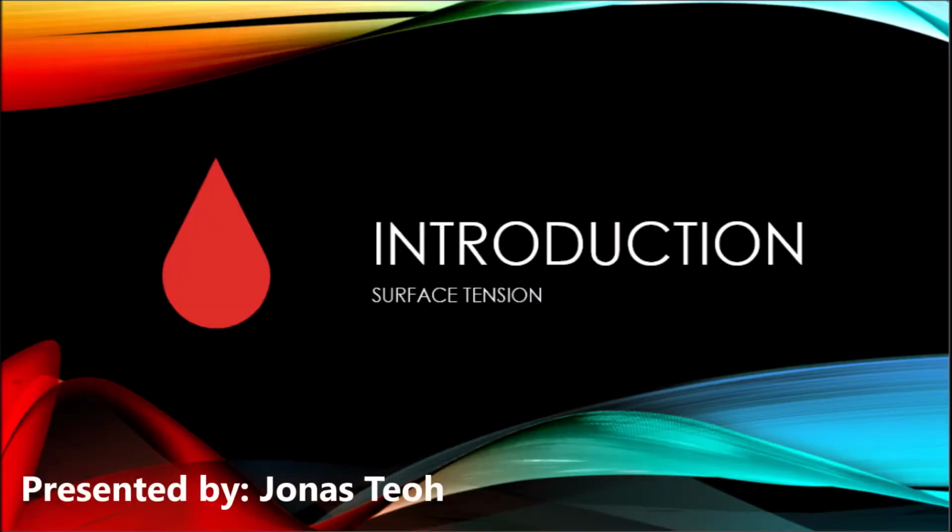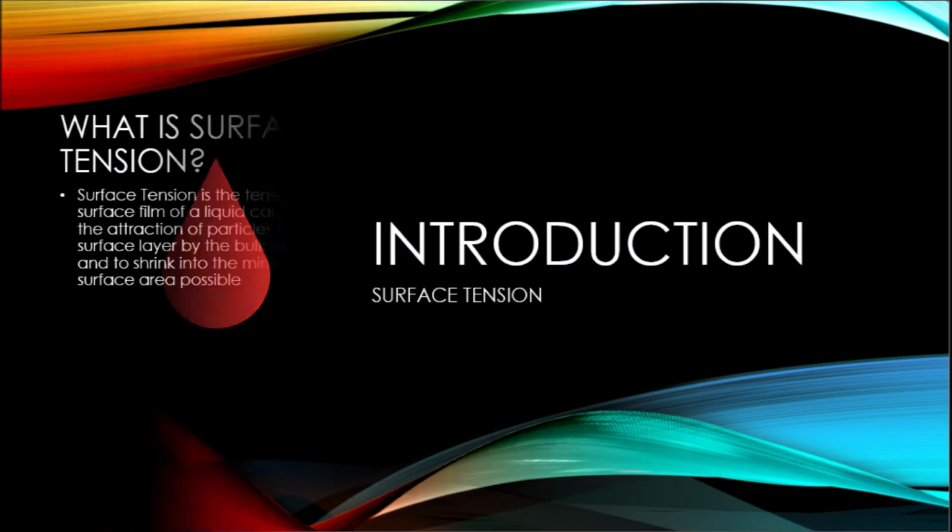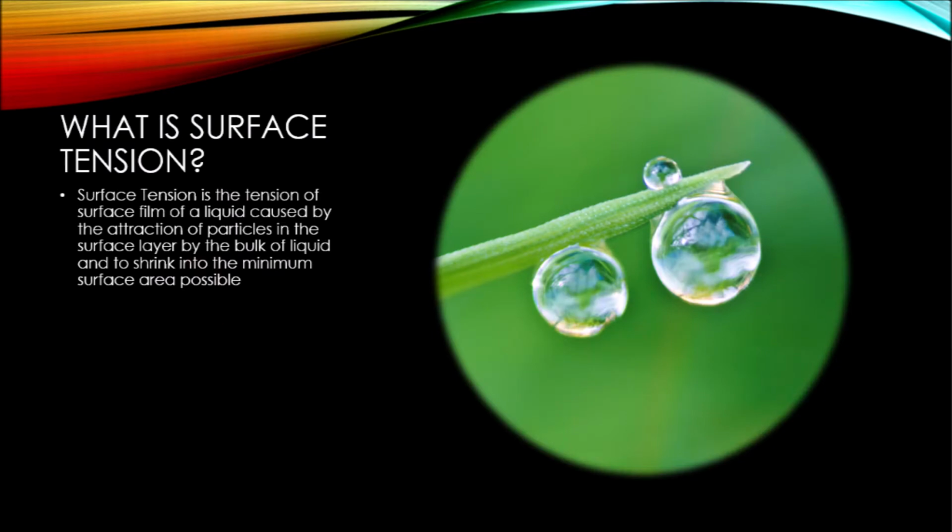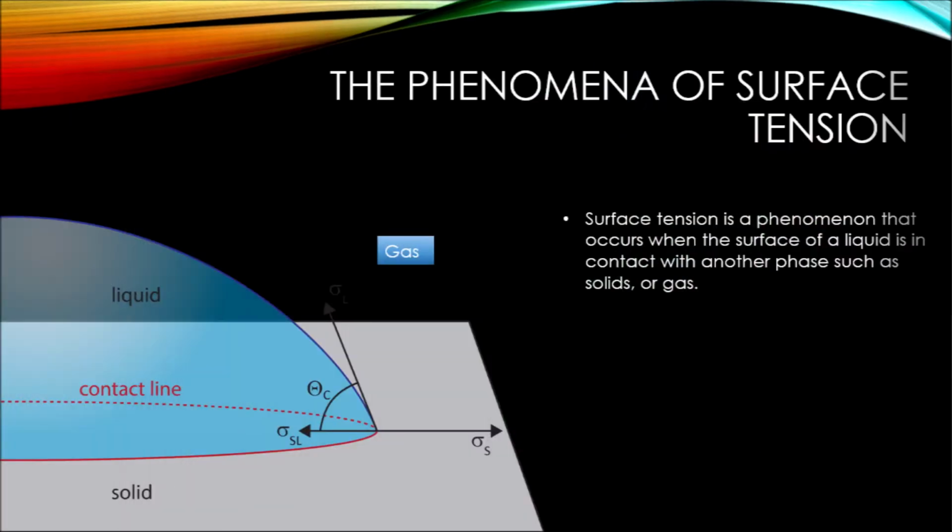Hi, my name is Jonas and I'm here to introduce to you what surface tension is. By definition, surface tension is the tension of the surface film of a liquid caused by the attraction of the particles in the surface layer by the bulk of liquid, which tends to minimize surface area.